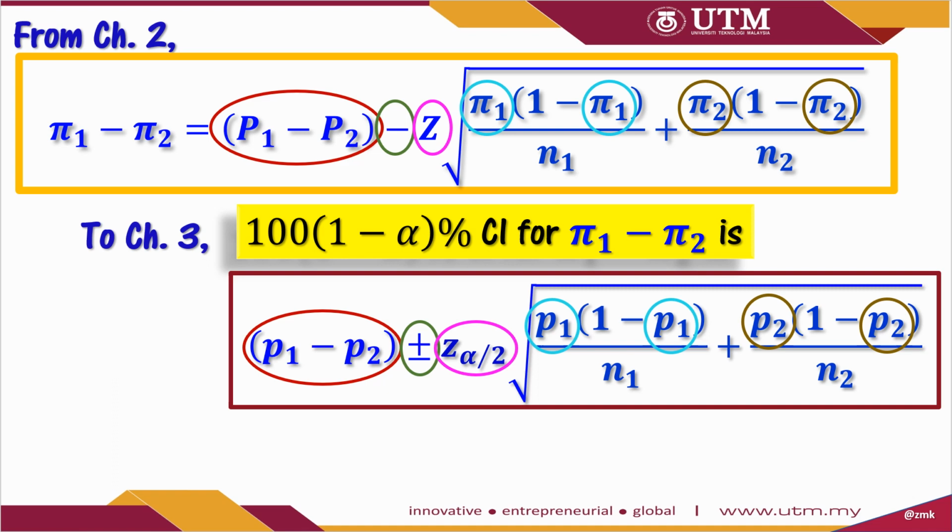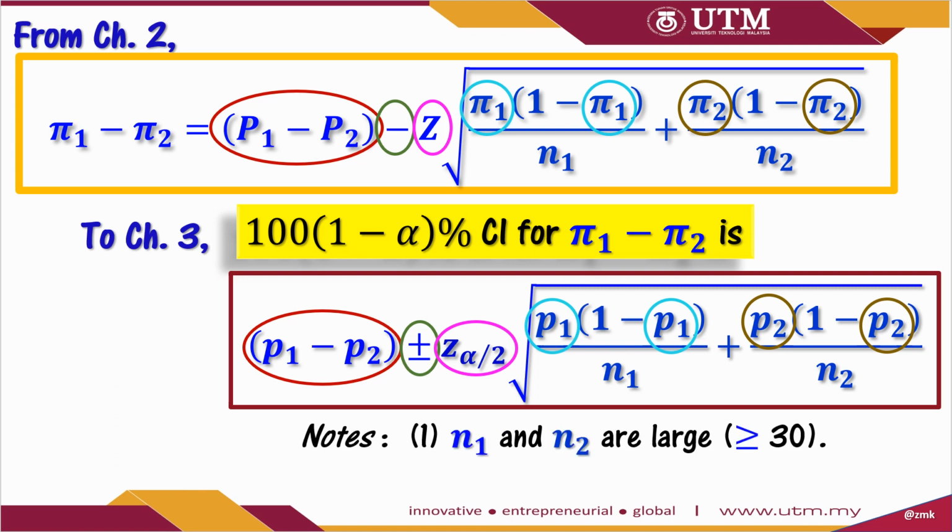Please note that P1 and P2 are estimated values for pi1 and pi2 respectively, and we only deal with large sample sizes where N1 and N2 are at least 30, and we only have one case in constructing the confidence interval for pi1 minus pi2 in this topic.